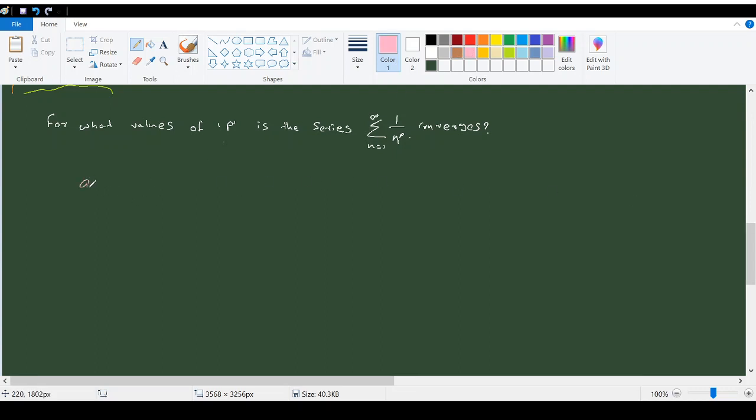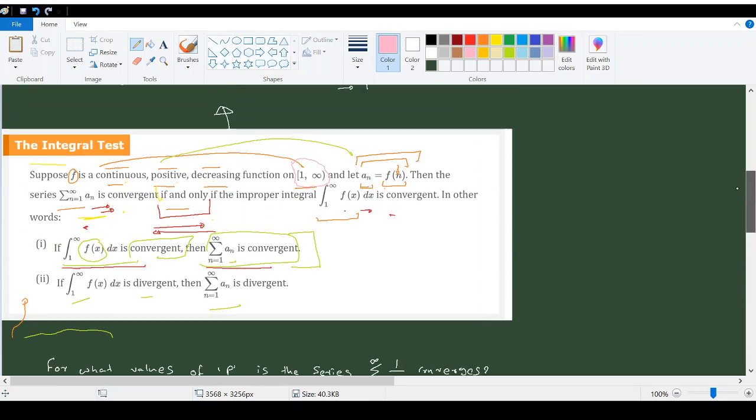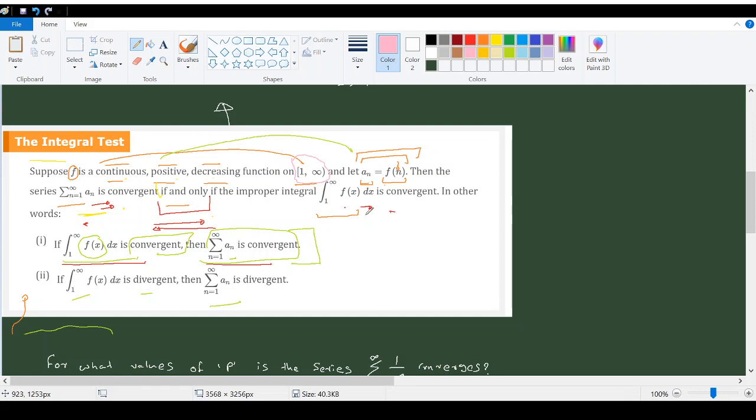Now since the values of a_n are equal to 1 divided by n to the power p, we choose our f(x) as 1 divided by x to the power p, right? And the domain of the function should definitely be defined like this, because that is the one which is mentioned in the integral test, right?